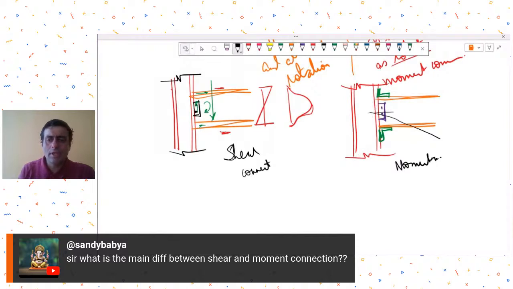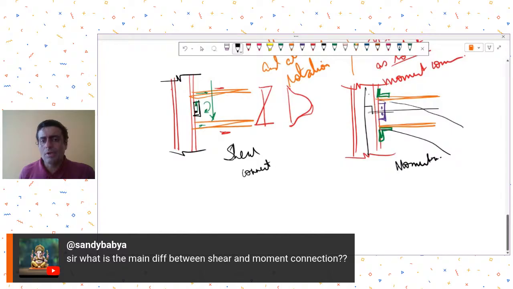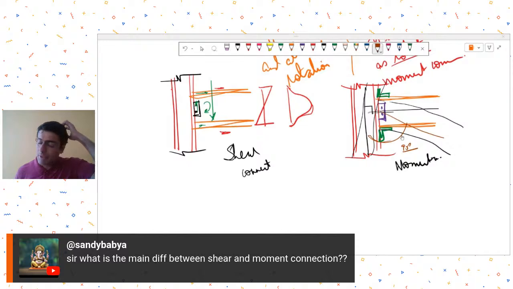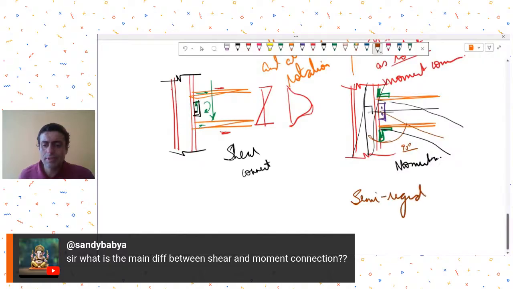Before the load application, let's say the angle between the beam center line and the column center line was 90. Now after the load application, the beam deforms. The column also deforms because column and beam together act in portal action. But while this deformation happens, the final angle that I get is less than 90 degrees, suppose. So that means relative rotation has happened between beams and columns. If that is the situation, then I call my connection semi-rigid. Please understand.